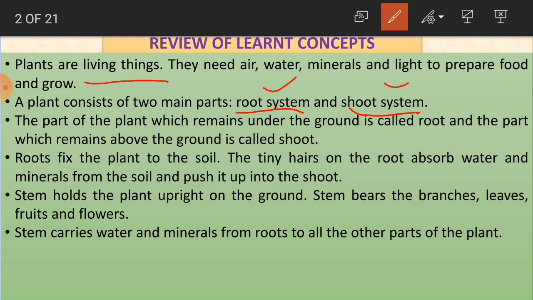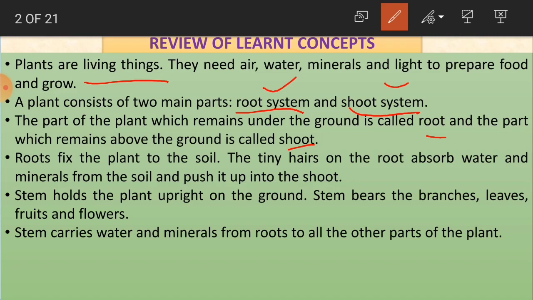And the part of the plant which remains under the ground is called root, and the part which remains above the ground is called shoot, as I said to you. Roots fix the plants to the soil. What do these roots do? They fix the plant to the soil. These roots are buried inside the soil and make the plant stand above the ground.